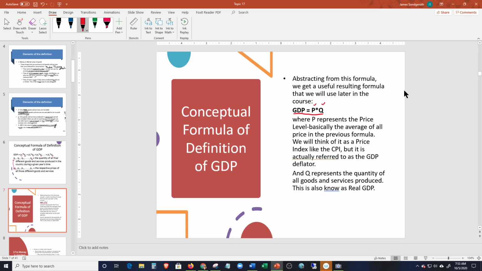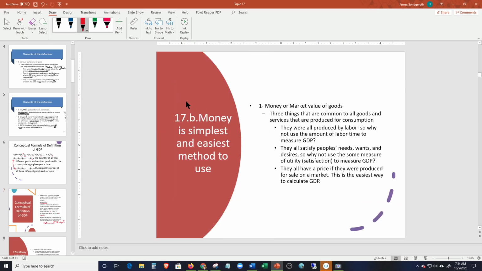And this is a much easier formula to deal with, okay? Where P represents a price level, basically what we covered before the first test, with an index like the Consumer Price Index, or we can use the GDP deflator, and Q is a quantity of all goods and services known as real GDP, or actually, we might just call it national output of goods and services, okay? And we're going to be using this formula later on in the course. So I'll remind you of it when we get there.